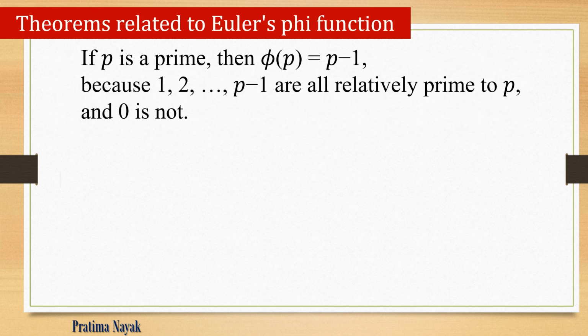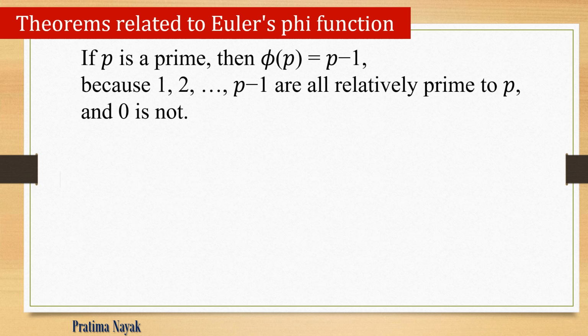One is a theorem related to Euler's phi function. If P is prime, then phi of prime P equals P minus 1. That means there is no need for counting. We can simply write it down because 1, 2, 3 up to P minus 1 are all relatively prime to P. But 0 is not considered.